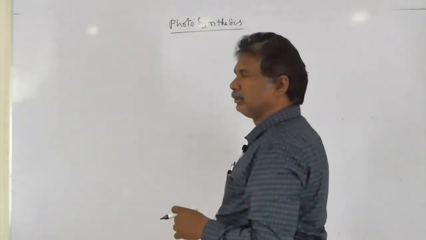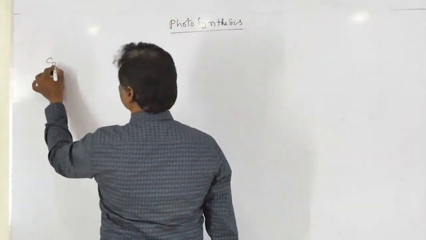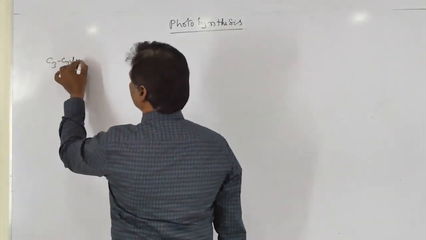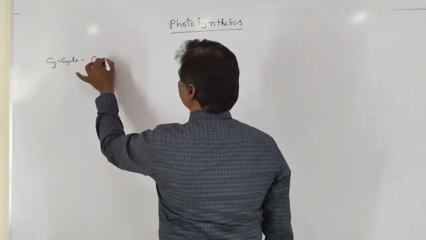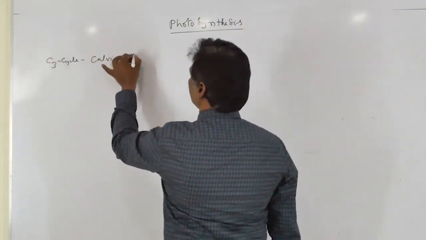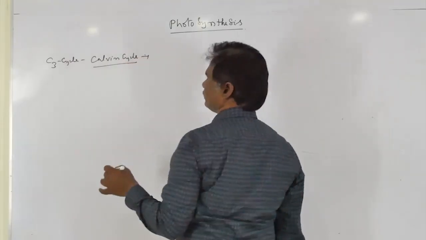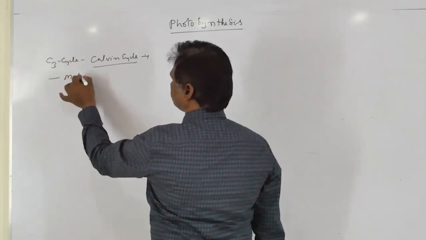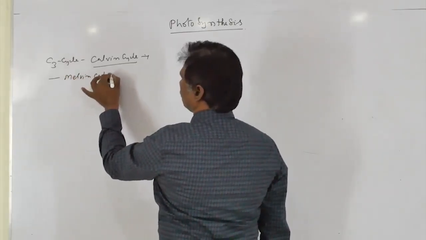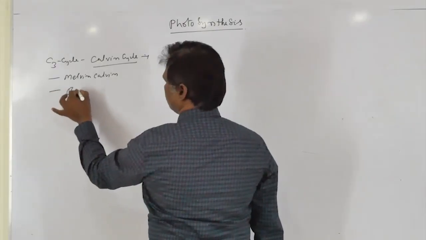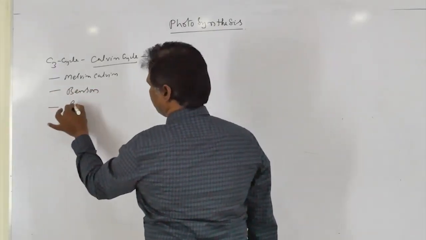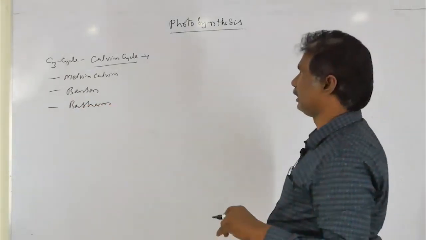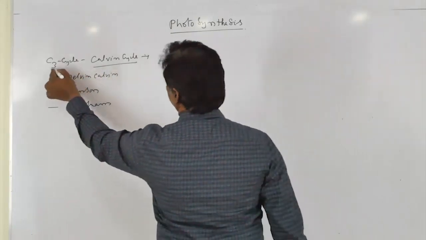Dear students, in the previous class, you learned about the C3 cycle. That C3 cycle is also called the Calvin cycle. The Calvin cycle was discovered by three people: Melvin Calvin, Benson, and Bassham. Those three are recognized for the Calvin cycle. So it is also called the C3 cycle.